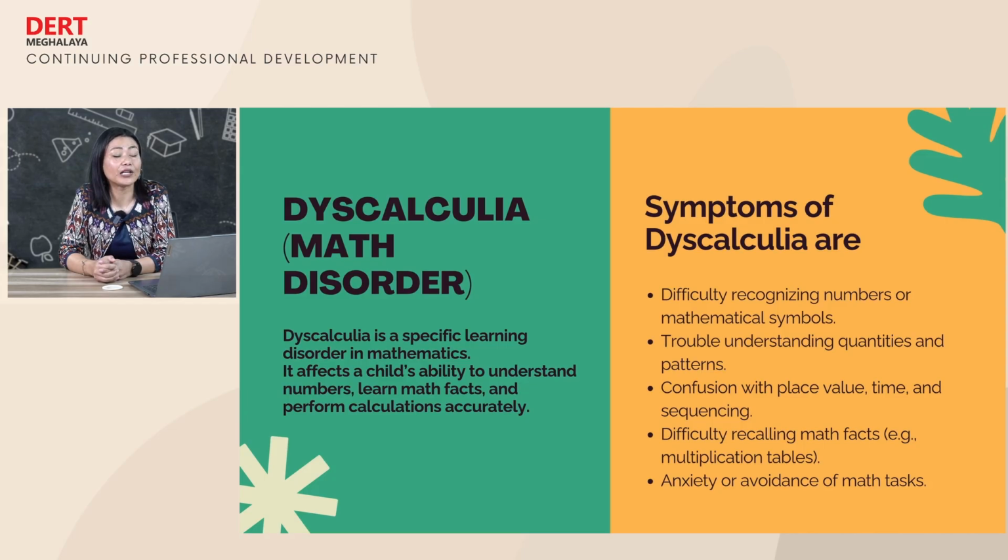Symptoms of dyscalculia include difficulty in recognizing numbers or mathematical symbols, trouble understanding quantities and patterns, confusion with place value, time, and sequencing, difficulty remembering math facts, for example multiplication tables, and anxiety and avoidance of math tasks. Example: a student counts on fingers for simple addition, forgets steps in solving a problem, or confuses 14 as 41.